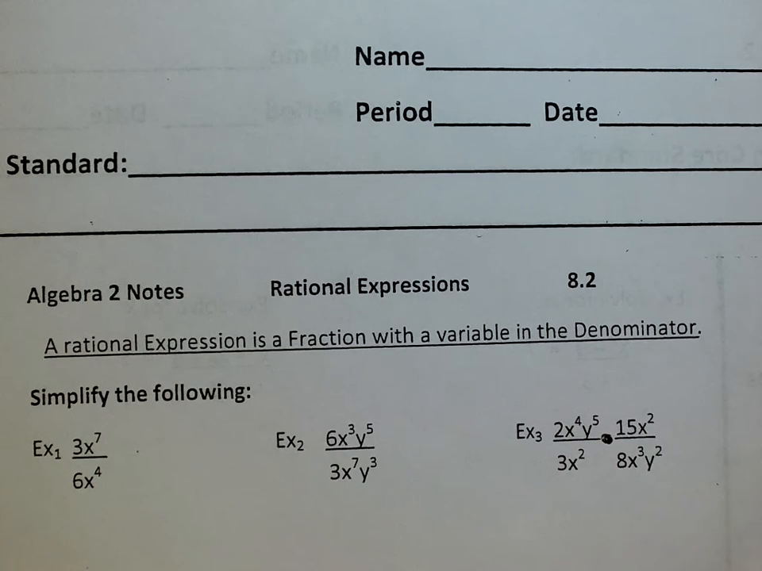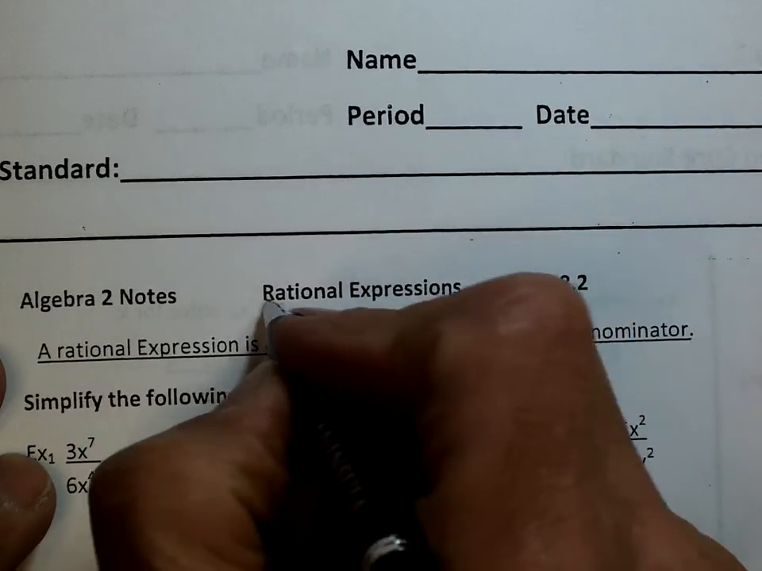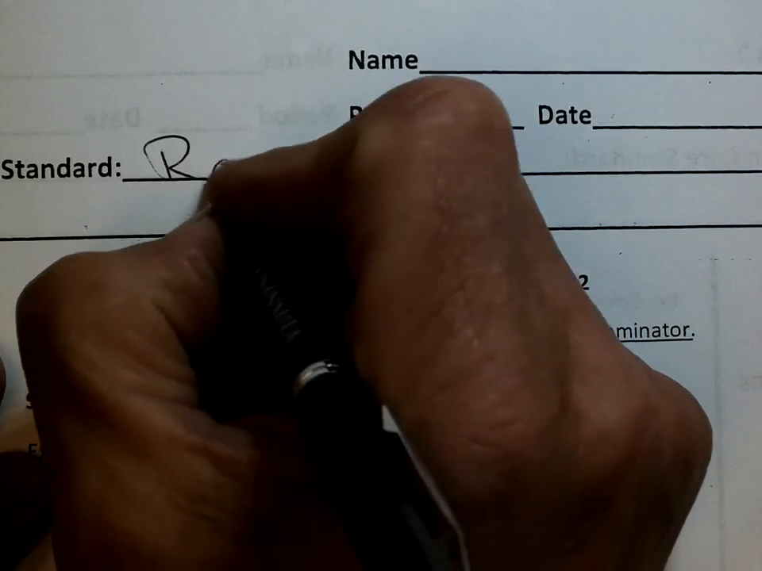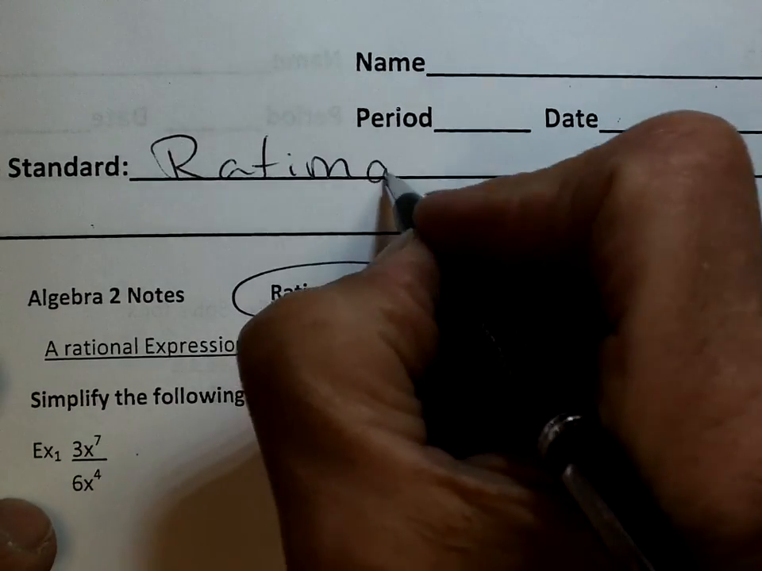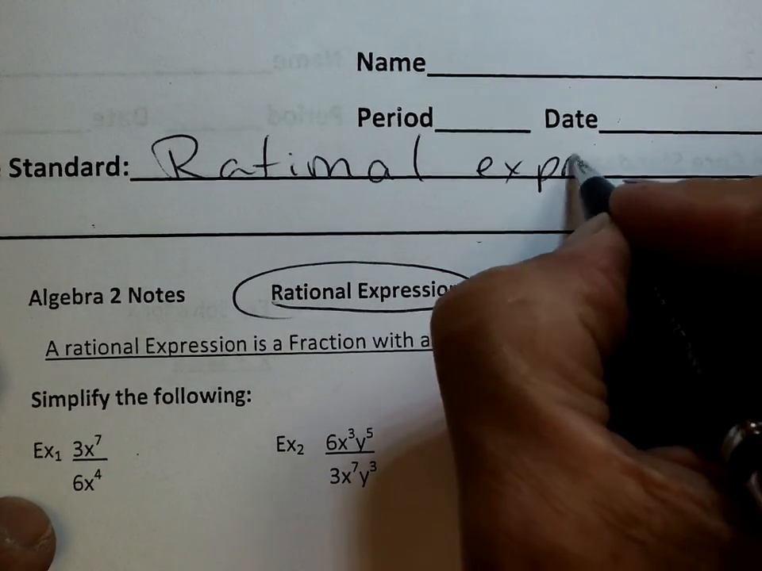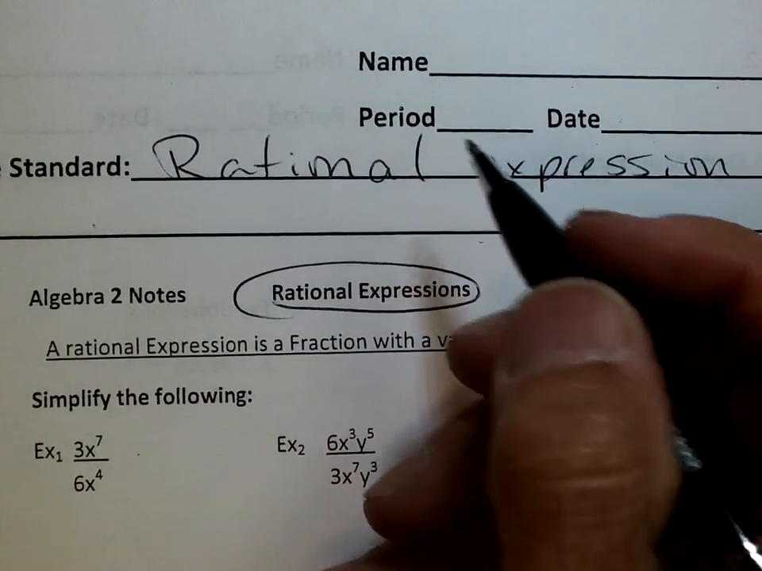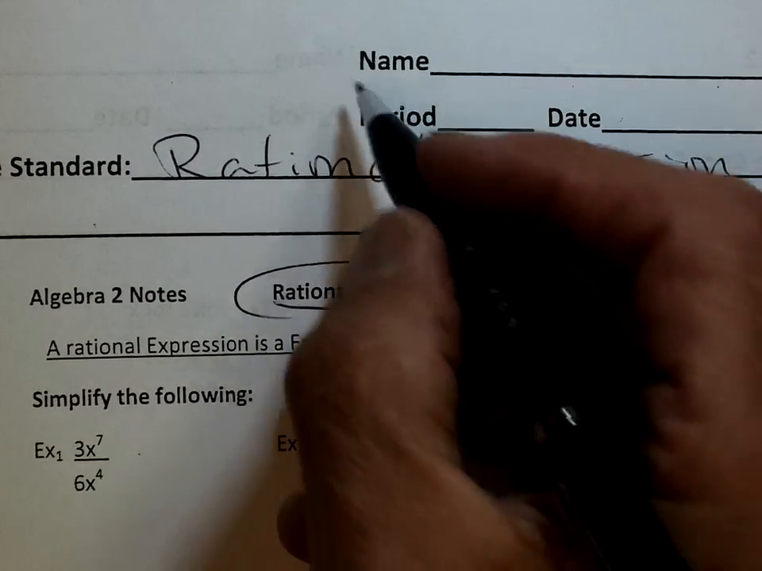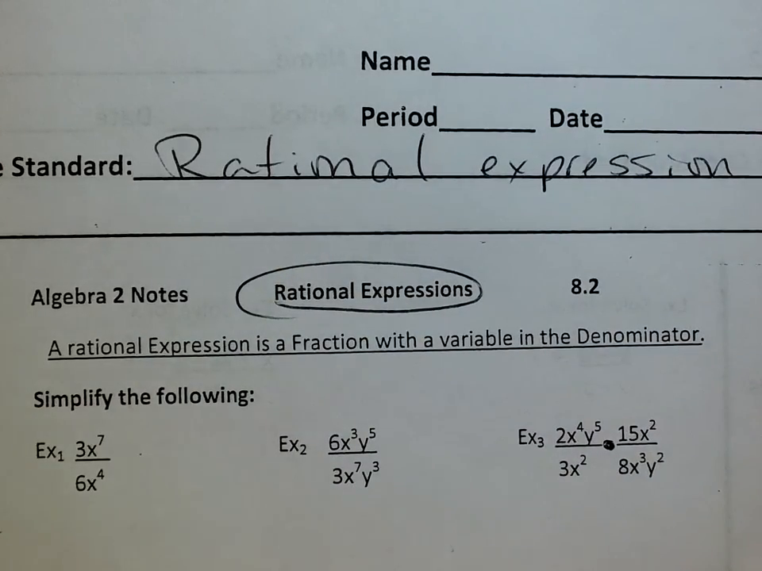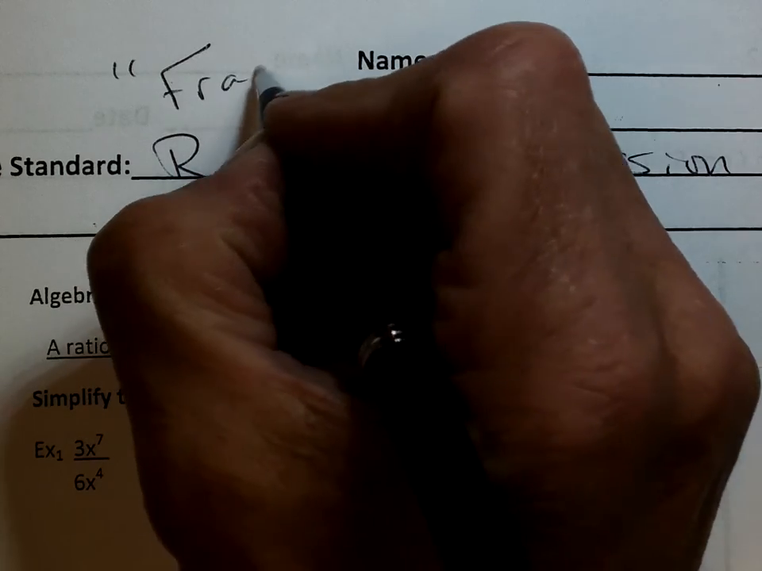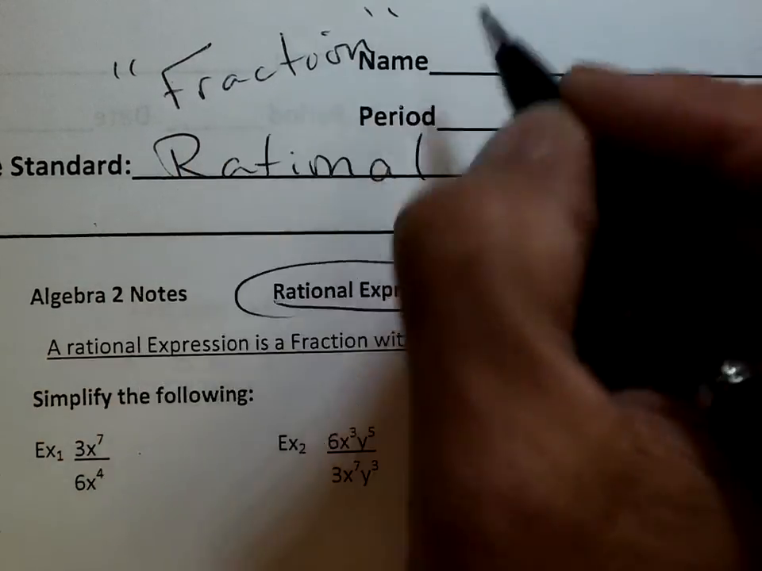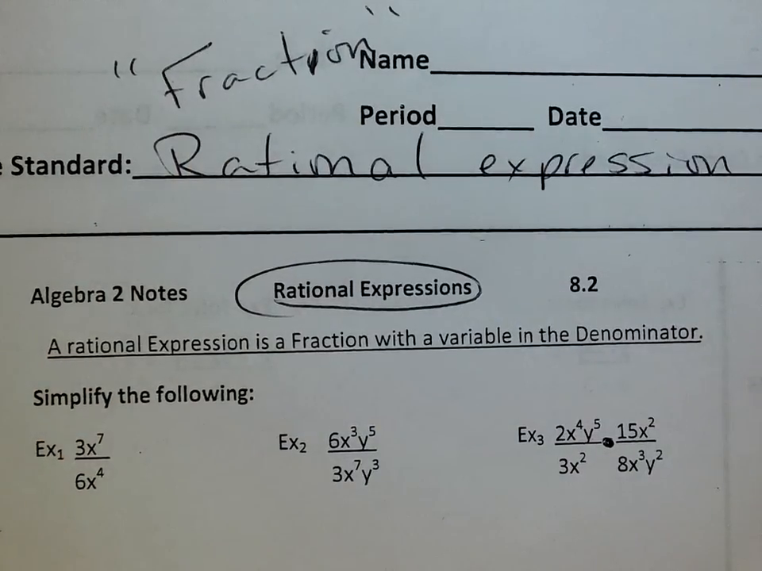Okay, so today we're going to talk about what are called rational expressions. The word rational, anything that's a rational number, is basically a fraction. Anything that can be written as a fraction is a rational number or a rational expression, okay? So the word rational means it can be written as a fraction.